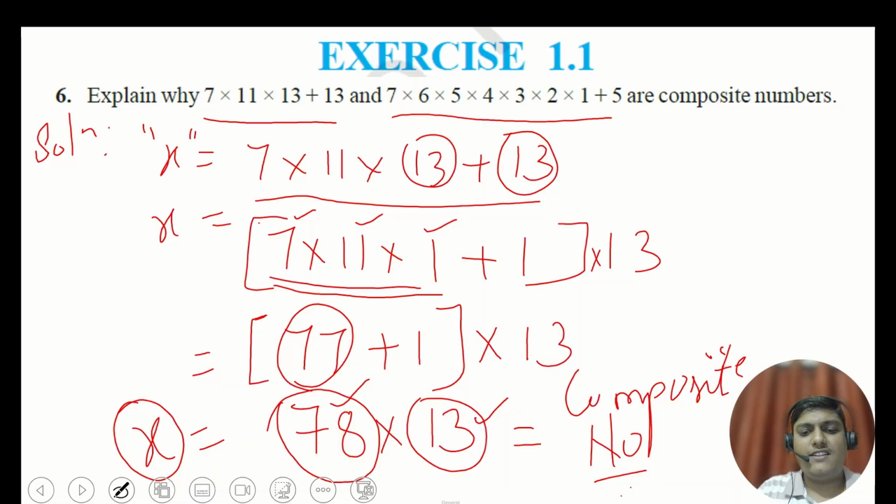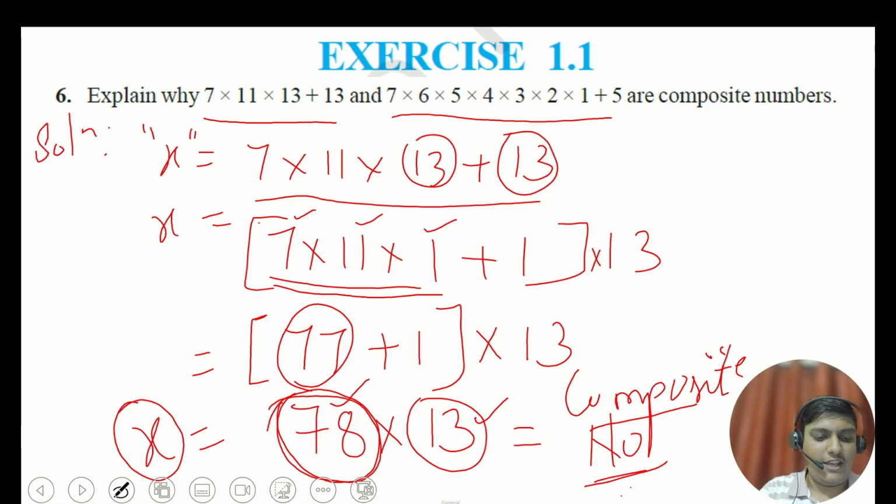Why am I saying this is a composite number? Because 13 is there, 78 is there. 78 is again factorizable. Please remember guys, 78 is again factorizable. It can be factored into 2 into 4 into, like that we can again factorize this. Correct? So it has more factors. It has more factors other than the number itself. So this number can be written as a composite number. I hope this is clear. The next question is also similar, and in a similar fashion we'll be solving it.